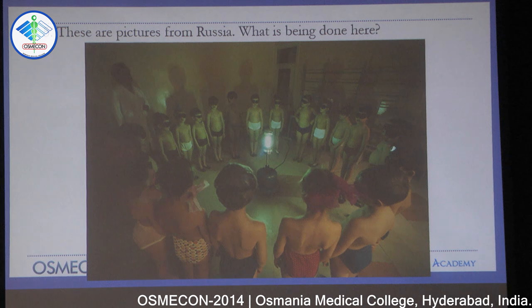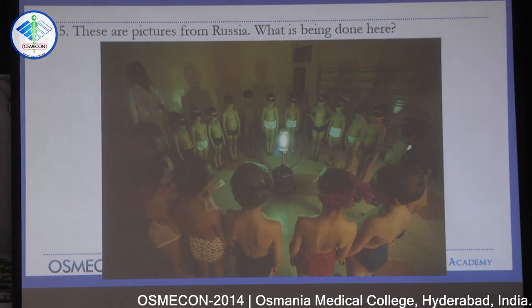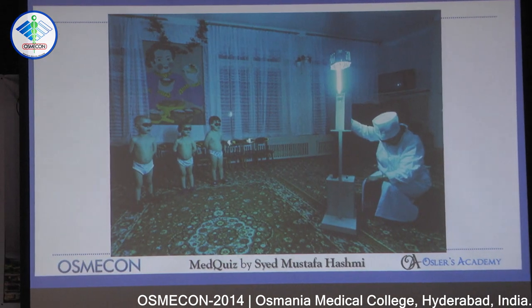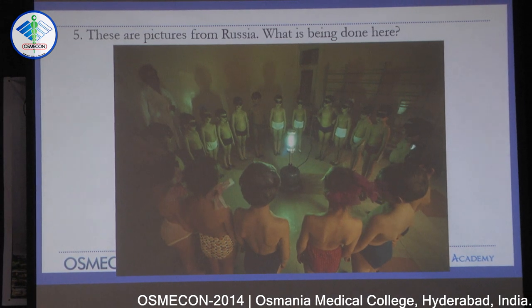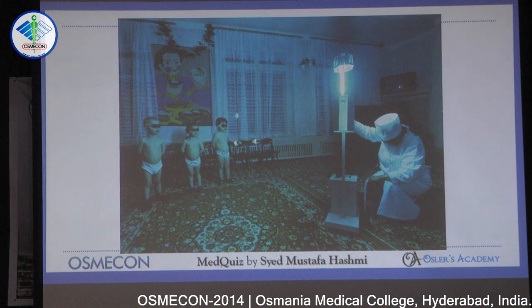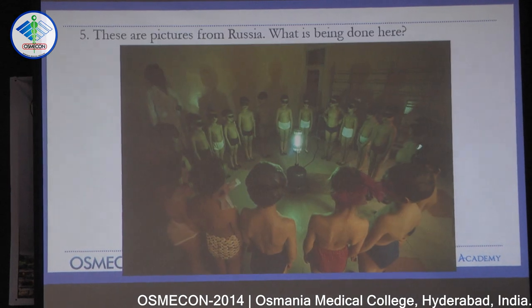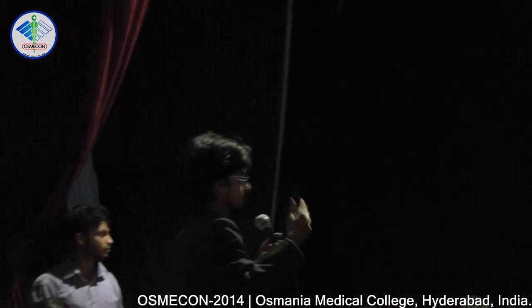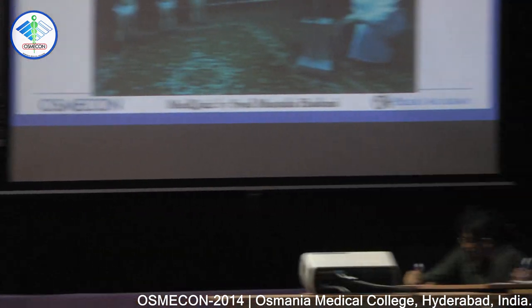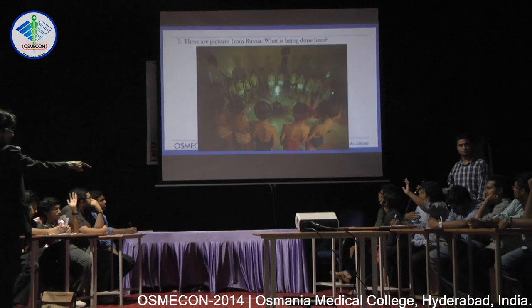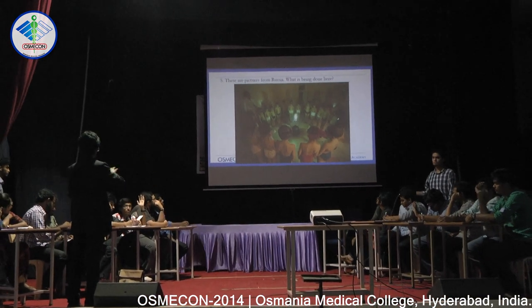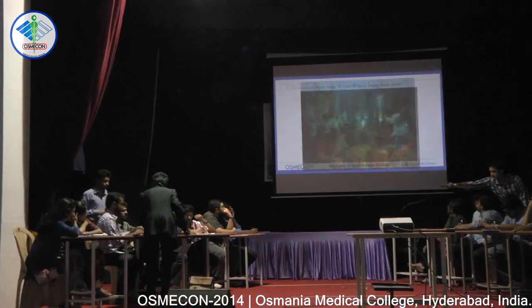So these are pictures from Russia. What is being done here? Team 3 has pounced. Open on the pounce, teams 2, 3, 5, 6, and 8. These two pictures, what is being done? You're pouncing? 2, 3, 5, 6, 7 is pouncing, 7 and 8. I close the pounce. Quick.